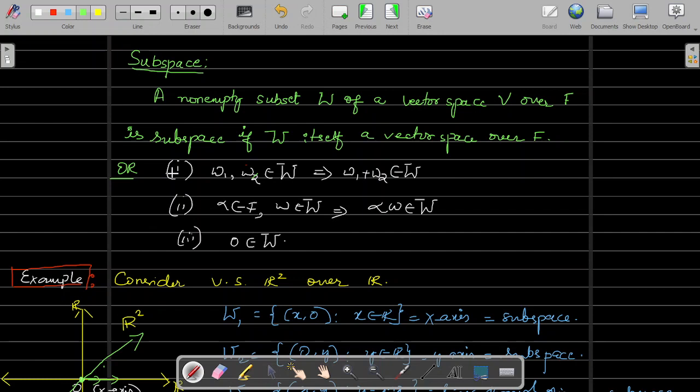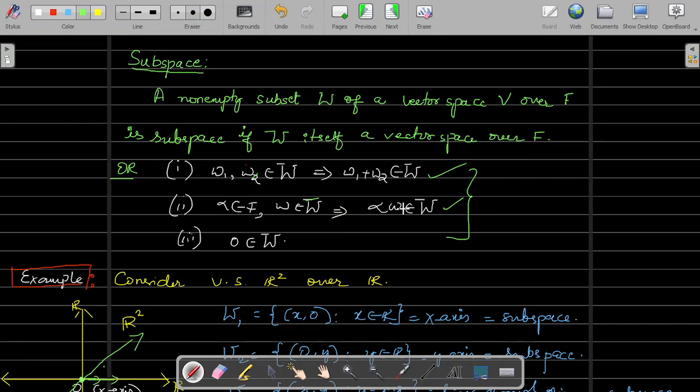Otherwise, we can go with these conditions. We have to check, does 0 exist in that vector space? That condition is a must. Is 0 in that subset? Similarly, W should be closed with respect to addition. It should be closed with respect to scalar multiplication. If these three conditions are satisfied, then we can say that it is a subspace of the given vector space.